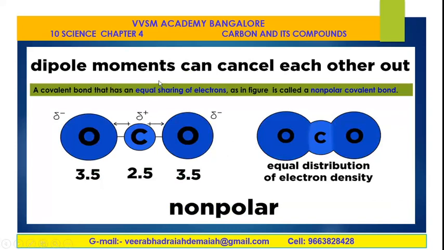Next, dipole moments can cancel each other out. You see the dipole is delta minus and delta minus, and this is delta plus. Carbon is 2.5 and oxygen is 3.5. There is equal distribution of electron density. As a result of equal distribution of electrons, the dipole moments cancel each other and establish a carbon dioxide molecule which is non-polar in nature.